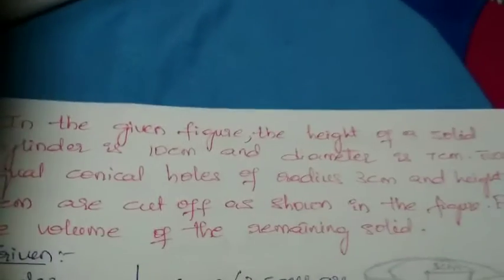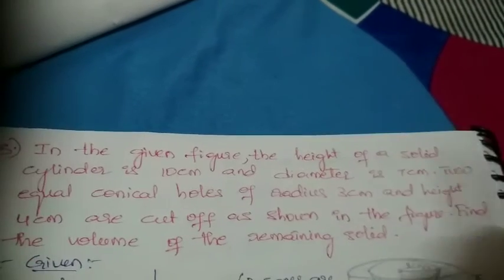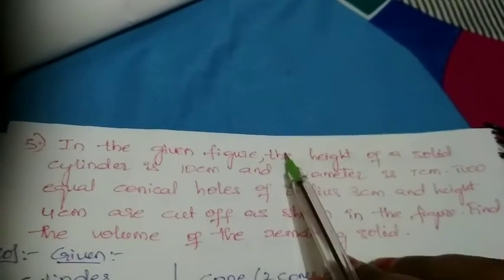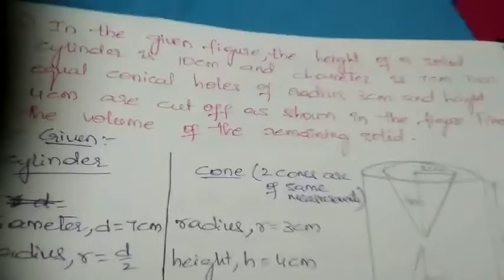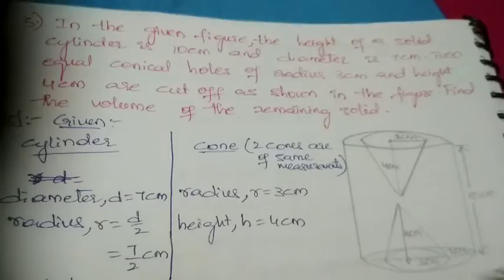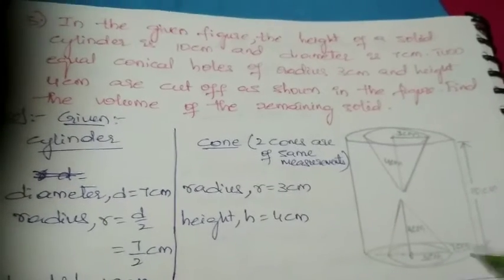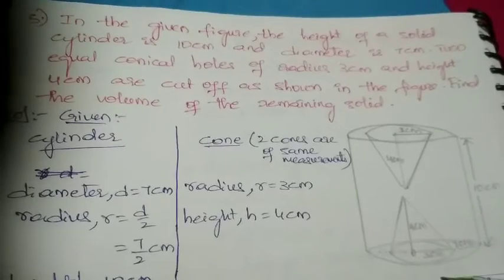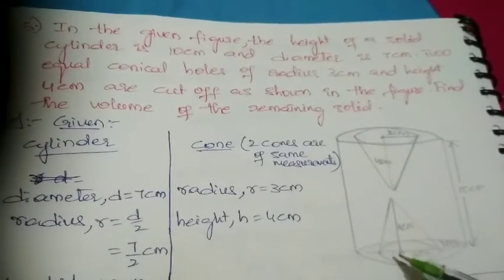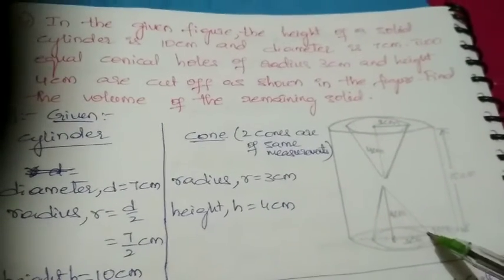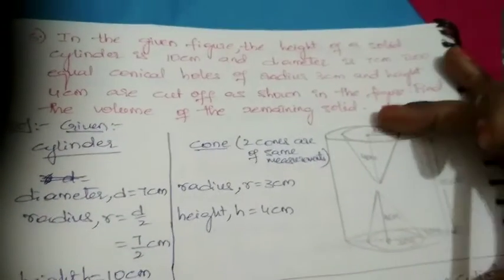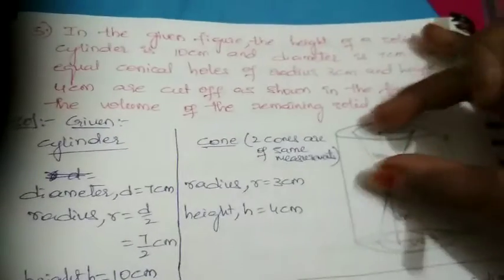Here is your next problem. In the given figure, the height of a solid cylinder is 10 centimeters and the diameter is 7 centimeters. Here is your figure. Two equal conical holes of radius 3 centimeters. Each cone's radius is 3 centimeters. These two conical shapes are cut off from this cylinder. So from this total cylinder, these two cones are cut off.